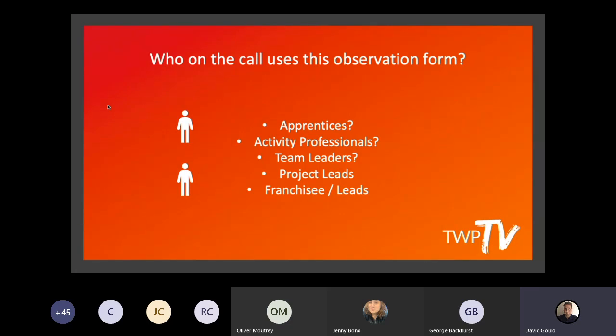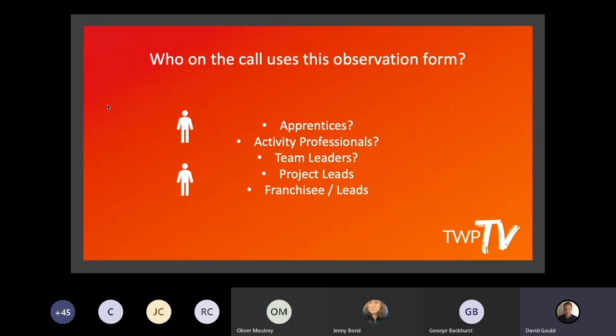As an AP, no doubt you've come across this form many times, whether it's in a breakfast, lunch, or after school setting. You may have had an observation where someone's come along, observed your delivery, gone through the feedback with you, given you some action points, and you've gone away from that.